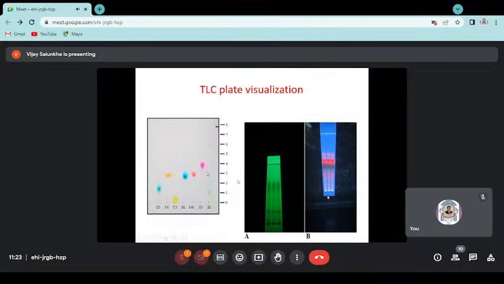If you apply here a marker compound and here sample 1, sample 2, then the separation of the marker can be done and you can compare the Rf value of that marker compound with the Rf value of that separated phytoconstituent in sample 1.